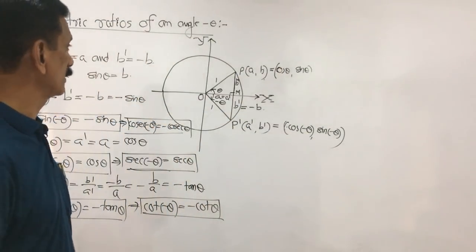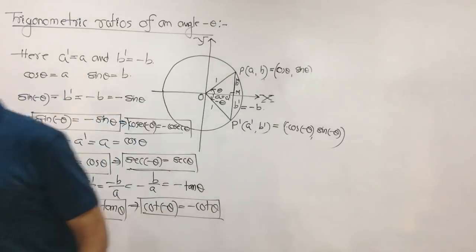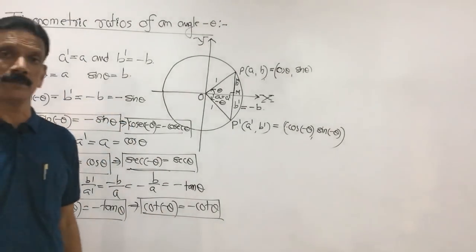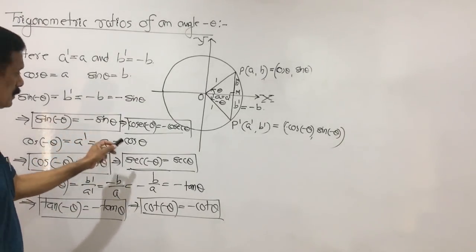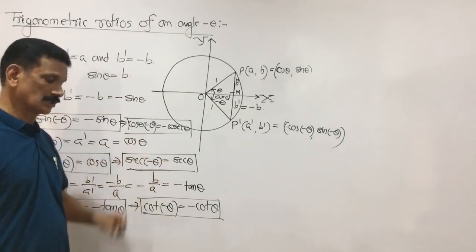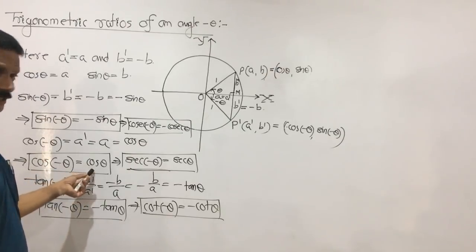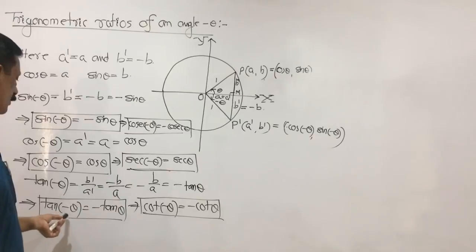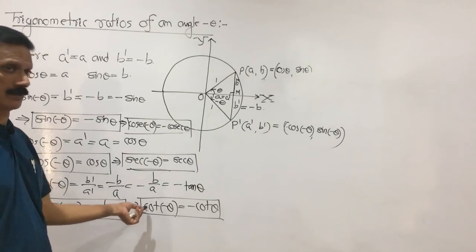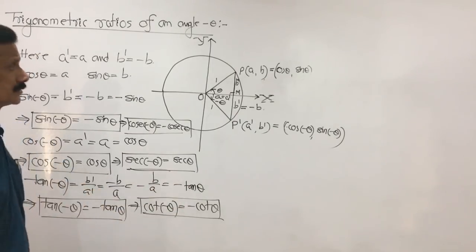Okay, I hope, my dear friends, you can understand. So this is one of the concepts you remember here. Sine of minus theta is minus sine theta, means cosec of minus theta is minus cosec theta. Cos of minus theta is cos theta, means sec of minus theta is sec theta, and tan of minus theta is minus tan theta, means cot of minus theta is minus cot theta.